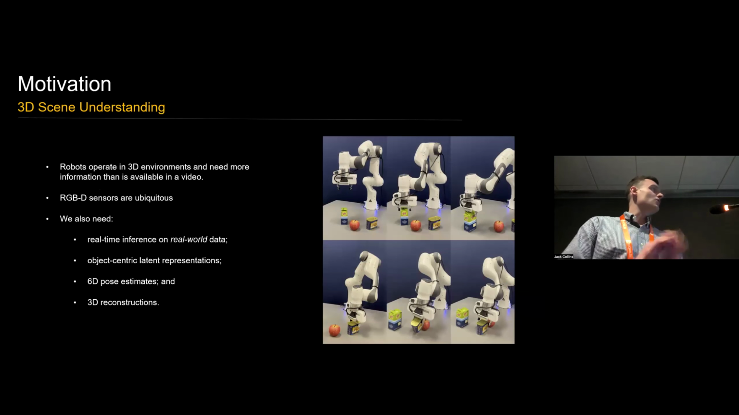We also need real-time inference on real-world data. A lot of object-centric models in the past have looked at mainly simulated data, but we really need it to work on real-world data if we want to use them on robots. We would like a nice latent representation, a dense representation that represents everything useful about that object. We'd like a 6D pose estimate if possible. And finally, 3D reconstructions of both the entire scene and individual objects within it.